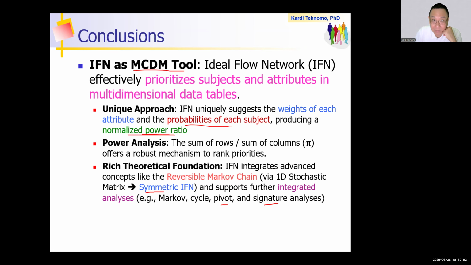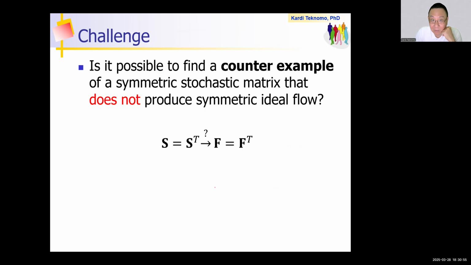So one last challenge. A while ago we said this is one way, not the other. So can you find a counterexample of a symmetric stochastic matrix that does not produce a symmetric ideal flow? If you cannot find a counterexample, then this always holds. A theory is always such that just one counterexample can collapse the whole theory. That's the basis of science.